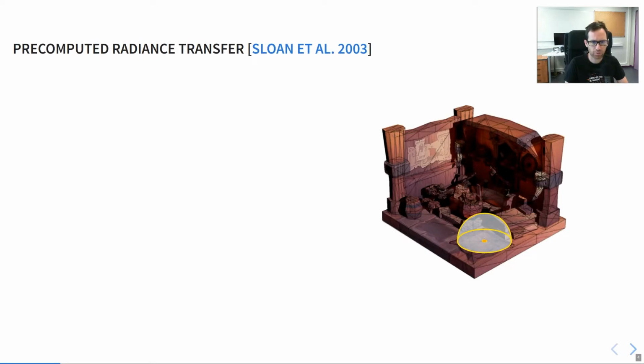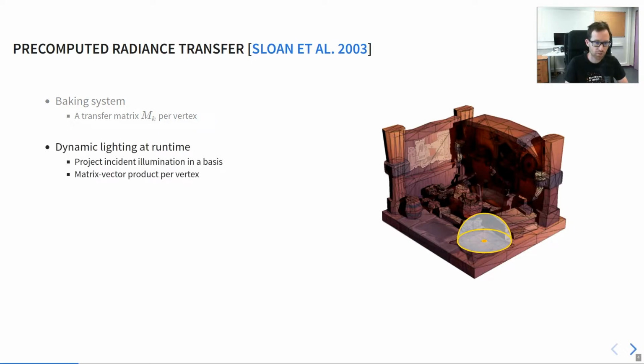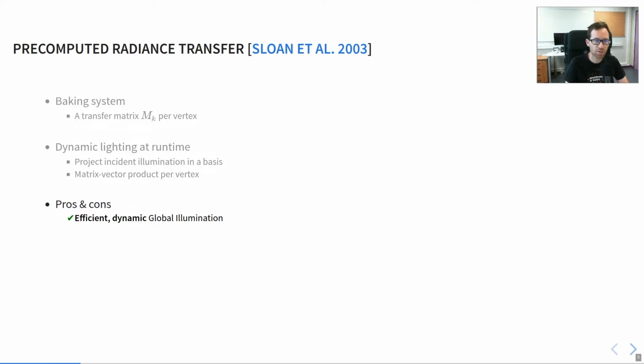Precomputed radiance transfer, pioneered by Sloan and colleagues, follows this principle. In a baking stage, a transfer matrix is precomputed, usually one per vertex of the asset. At runtime, this matrix is used to convert the projection of incident illumination in a directional basis to coefficients representing the outgoing radiance in possibly the same directional basis. This efficiently solves dynamic global illumination on single assets, however, with a few caveats.